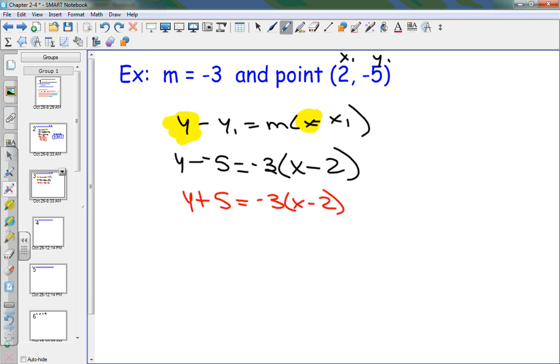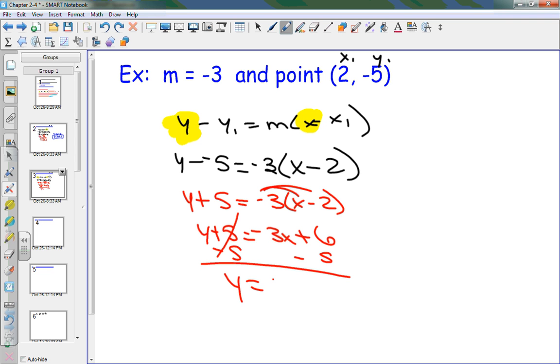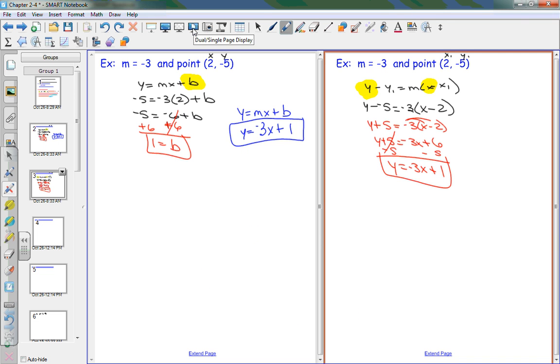Okay? We all see that. So now, what should we do? So what should we do? Distribute. -3x plus 6. Now what? Subtract 5. So y is equal to -3x plus 1. Done. Now, based upon that, look at these two things.